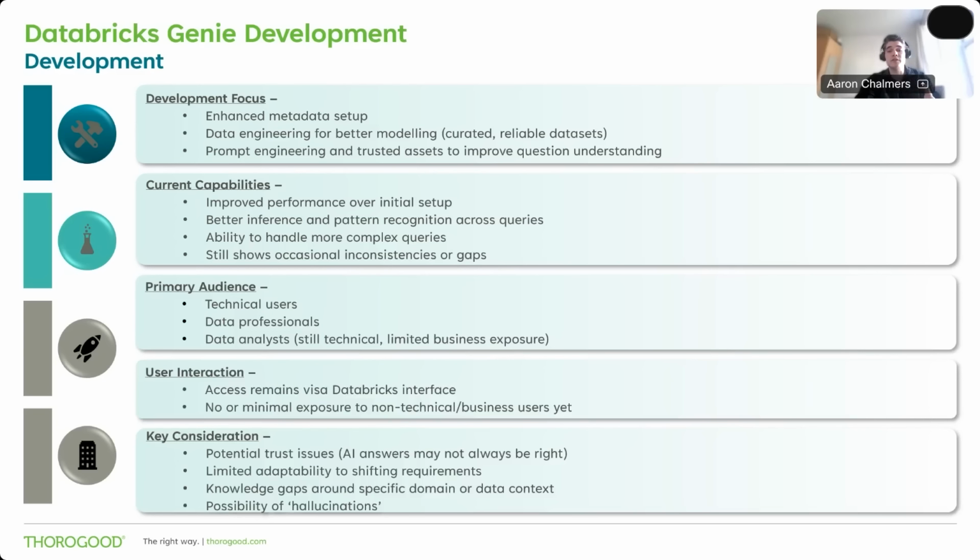Some key considerations at this point are potential trust issues developing around the product. As explained earlier, Genie is only as good as the content available to it. Users must be aware that the AI answers may not always be right, but careful and thoughtful development can look to limit these incorrect answers. Users may notice limited adaptability to shifting requirements, knowledge gaps around specific domains, and possible hallucinations may occur, where the model infers a relationship which is not correct. Thankfully, all of these can actually be beneficial, as they indicate key areas where Genie may need a little bit more help, and these can help guide future development work.